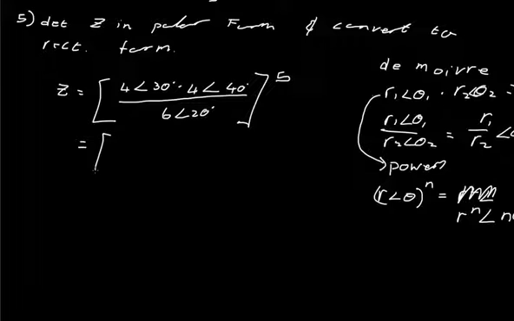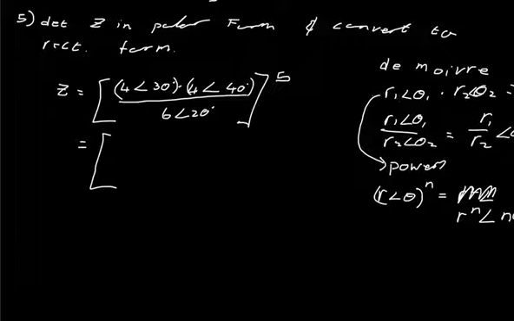Okay, first thing we're going to do is simplify this inside piece by first multiplying out the top. We're going to multiply that out. Then we're going to do the division. Then we're going to take it to the 5th power.